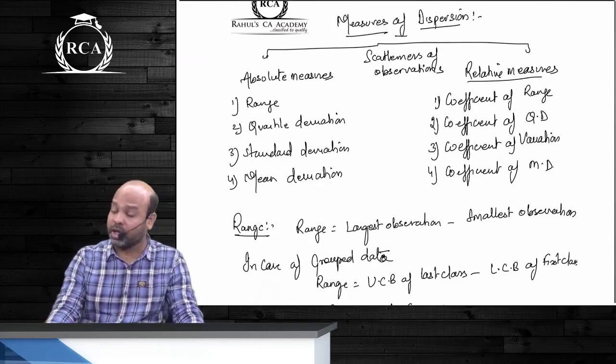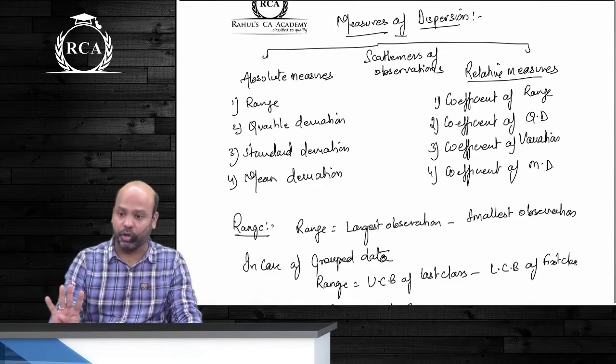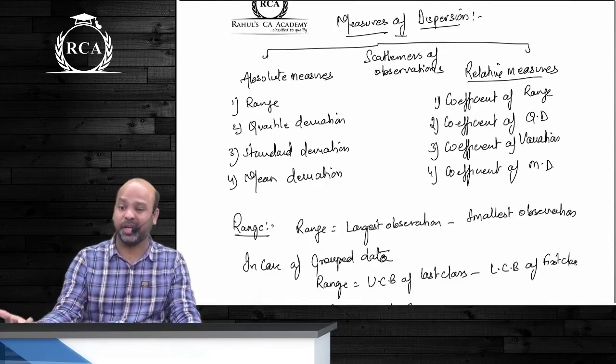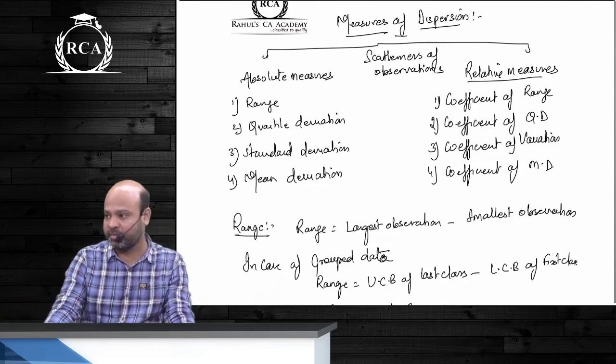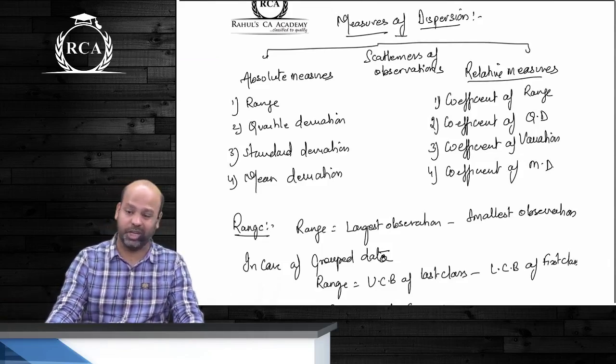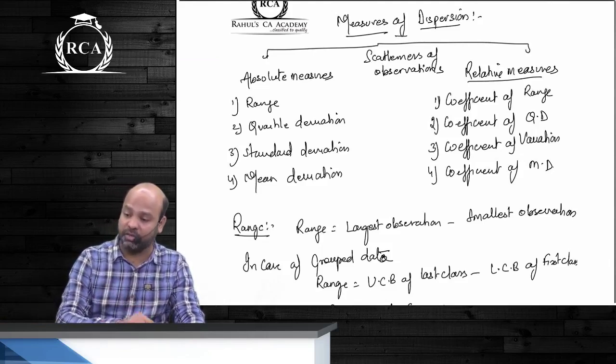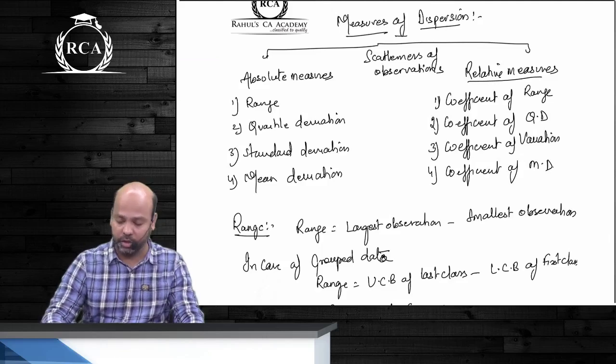Now, talking about absolute measures of dispersion, guys, you have 4 categories. You have range, quartile deviation, mean deviation, standard deviation. For each of them, we also have a relative measure. So that is coefficient of range, coefficient of mean deviation, coefficient of quartile deviation. For standard deviation, the wording is coefficient of.